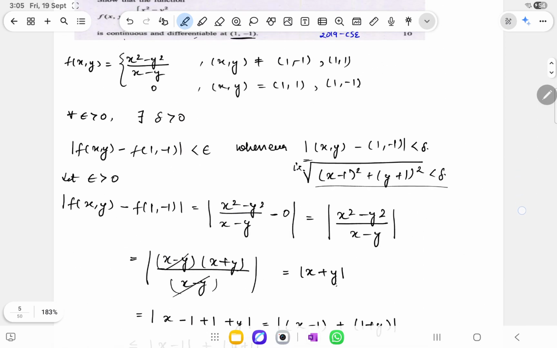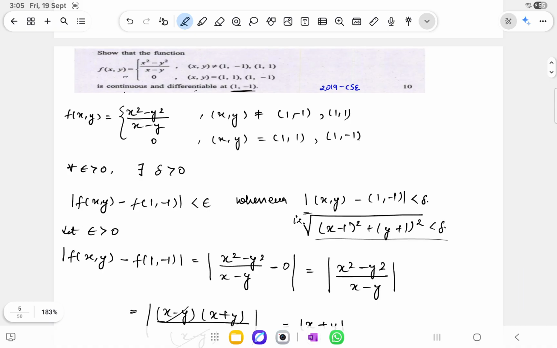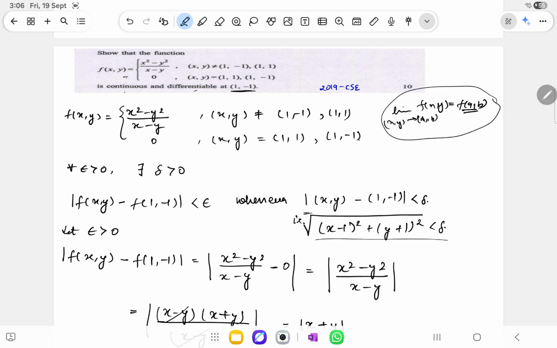I have seen many solutions which use the definition limit (x, y) approaches (a, b) of f(x, y) equals f(a, b) to prove continuity. But that is not a correct way to approach this. Using the epsilon delta method is the correct way to show continuity. You can use the limit definition to show that it is not continuous at some specific point. So to prove continuity, you must restrict to showing continuity using the epsilon delta definition only.